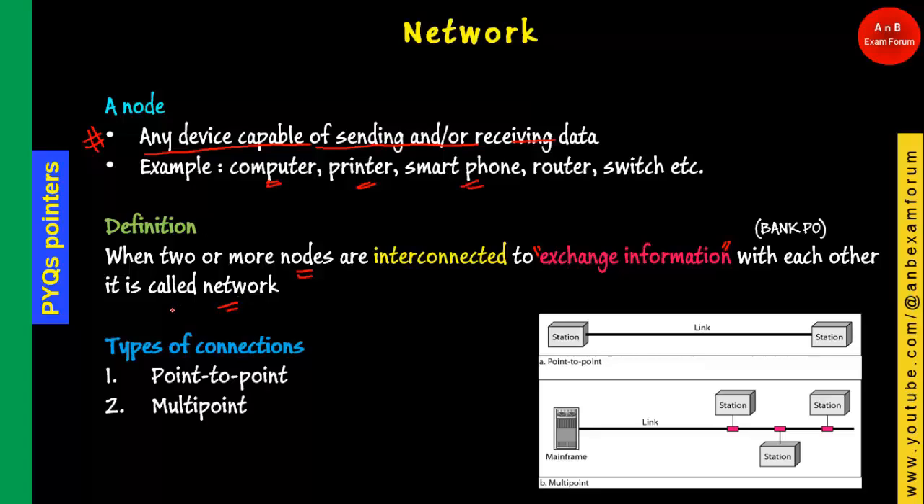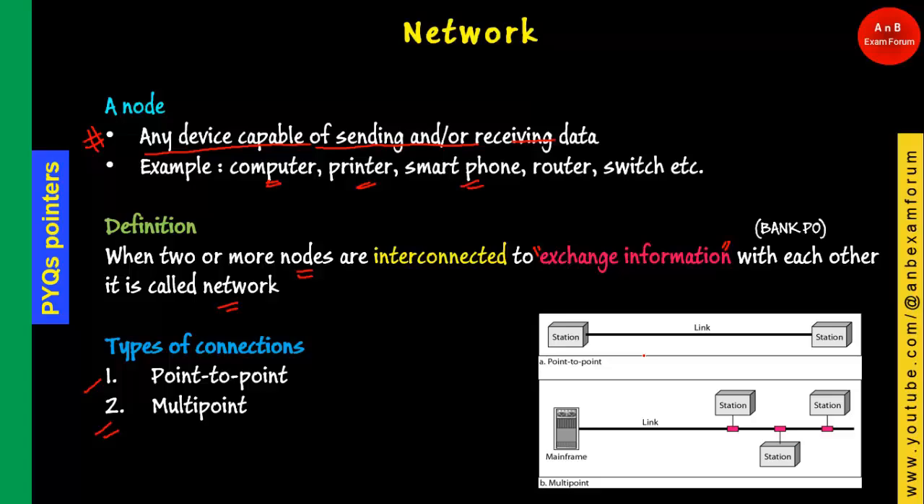So how do we connect the devices? It can be point to point or multi-point. When one station is connected to another, it is point to point. Whereas when a link has multiple stations connected to it, it is called multi-point. Many devices can be connected in a multi-point connection, whereas in point to point there is only one link between the two stations.